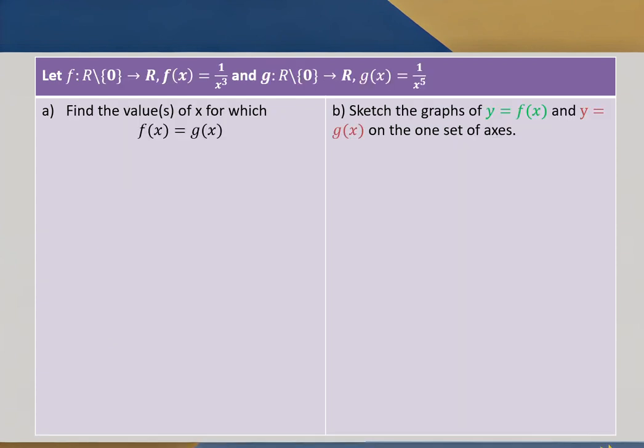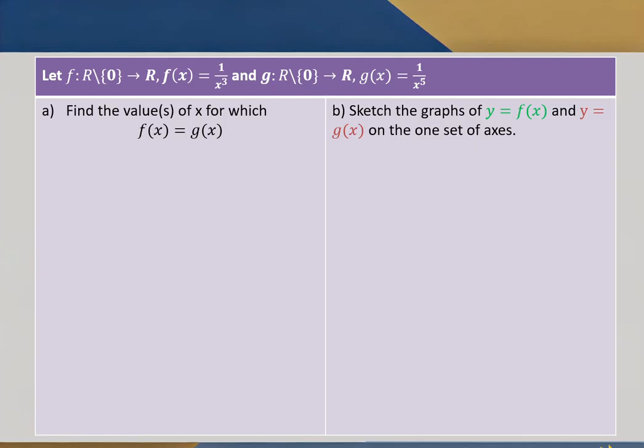The next question. Let f have a domain of all real numbers except 0. For all real numbers, f of x is equal to 1 over x to the power 3. And we've got g for all real numbers except 0. For all real numbers, g of x is equal to 1 over x to the power of 5. So the first thing, it says find the values of x for which f of x is equal to g of x.